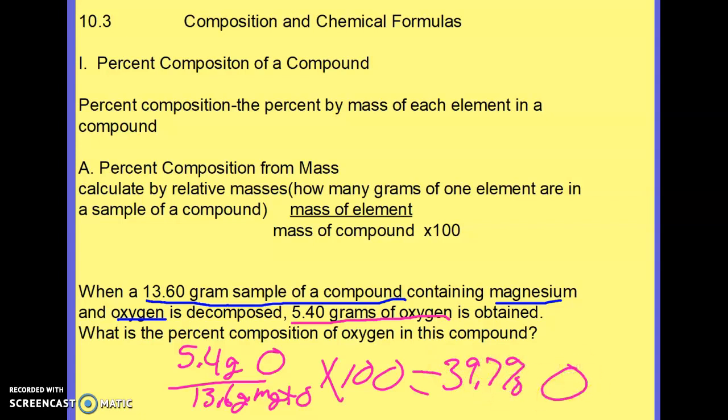Percent oxygen. That's what I calculated, how much percent oxygen. You can replay this if you need to. I'm just going to go very quickly through these because we've already gone over it.